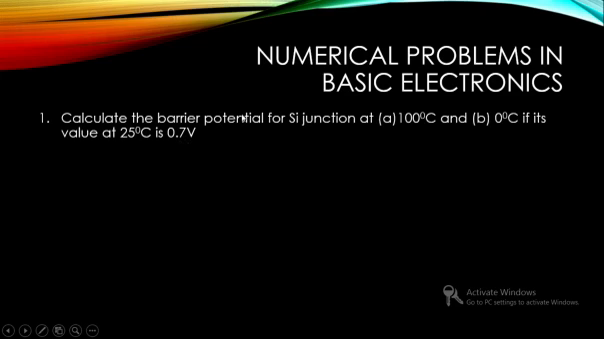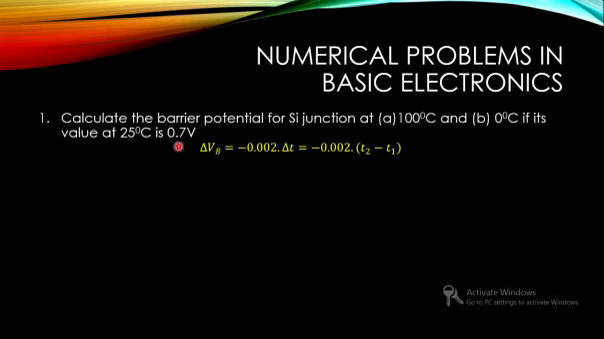We are asked to find out barrier potential at two different temperatures, and you know the barrier potential is dependent upon temperature. And what is the equation? Yes, the change in barrier potential with temperature is given by, it decreases with temperature, so hence a minus sign, into 0.002 into difference in temperature, or you can put it as T2 minus T1.